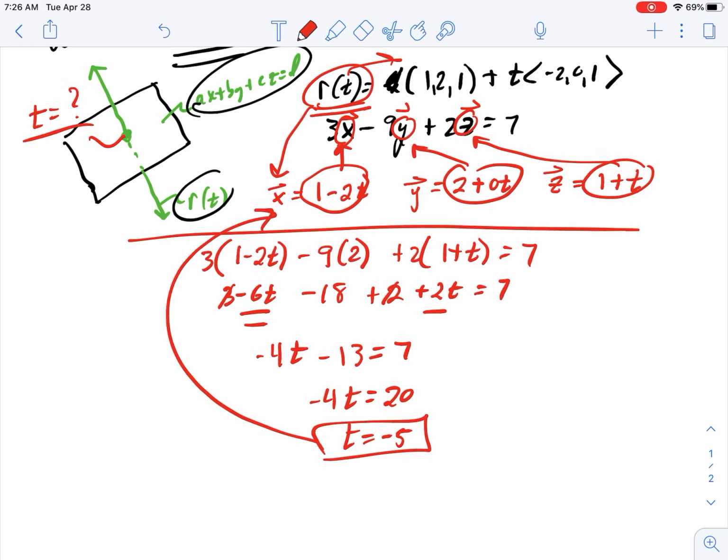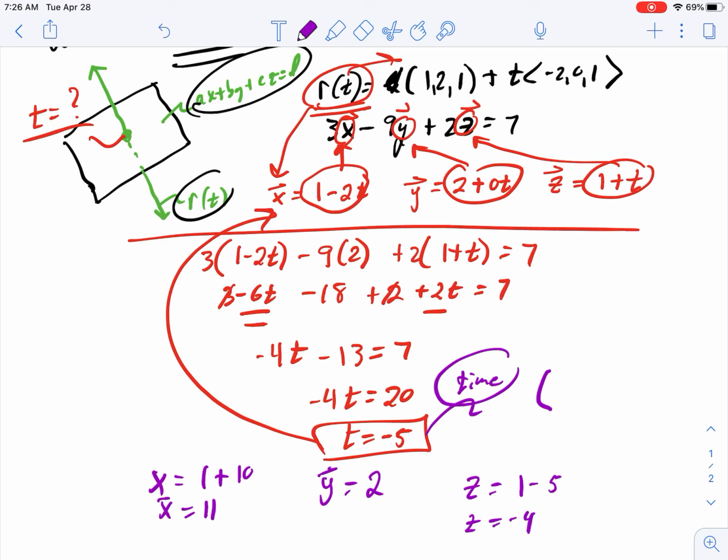But remember, we want to look for the location also. So come back here and plug in for our x component, y component. My x component would be 1 plus 10, so my x component location is 11. My y component is just going to be 2 all the time. And my z is 1 minus 5, so my z component is -4. So here's my time, and my location would be 11, 2, -4.